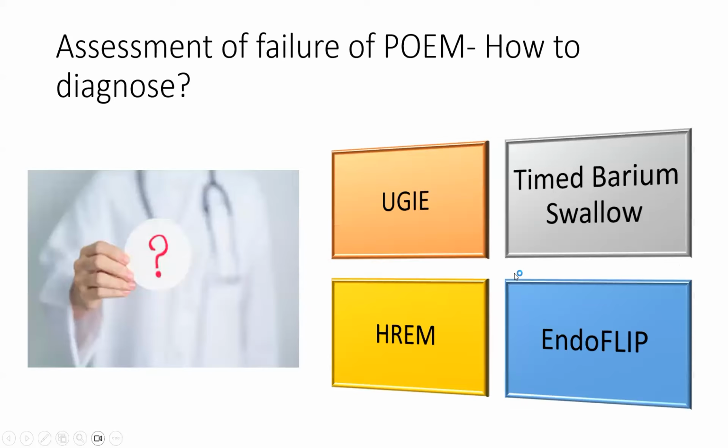Moving on, what tools do you have if you want to diagnose a failure of POEM? You have endoscopy, you have barium swallow, you have manometry, and you have EndoFLIP. How do you choose which one to use first?